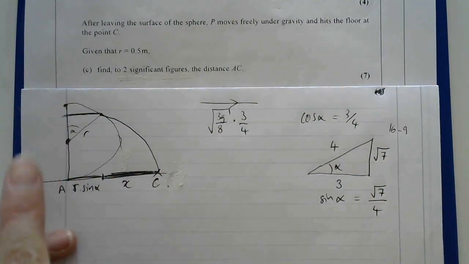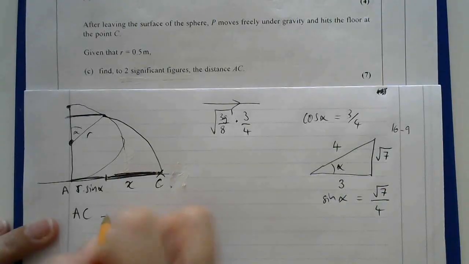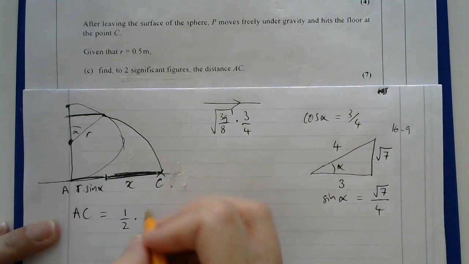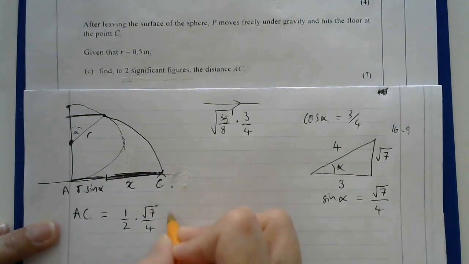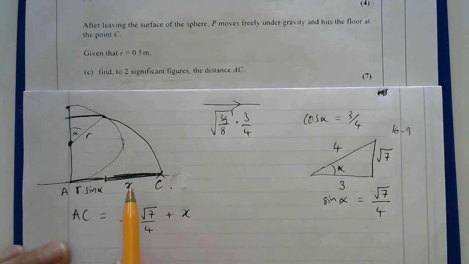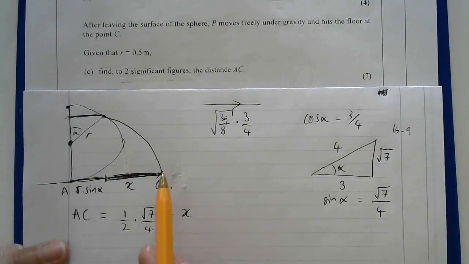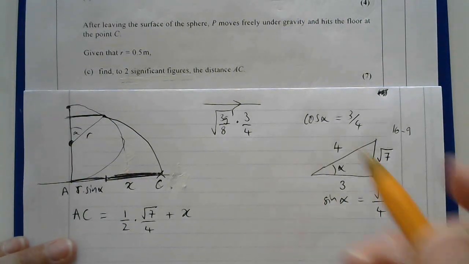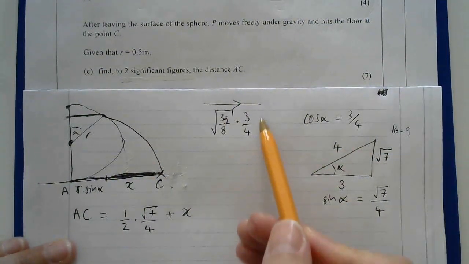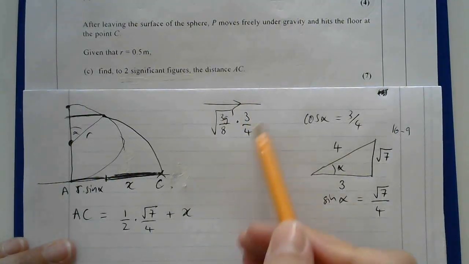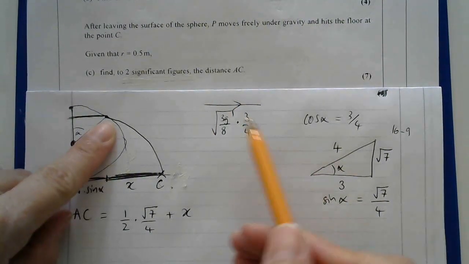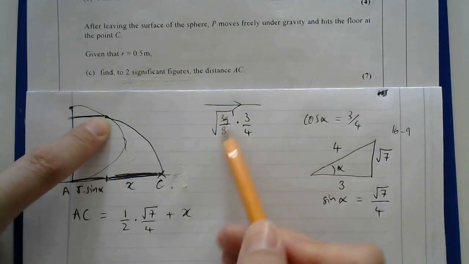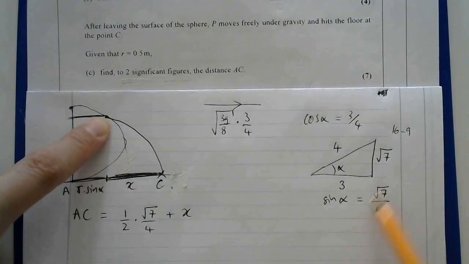Okay, so AC is going to equal R sine alpha. R is a half times sine alpha, this thing, root 7 over 4, plus what X is, where X is the horizontal distance that it moves once it leaves the surface of the sphere. Okay, I know that the horizontal component of the initial velocity therefore is this, and the vertical component will be this multiplied by sine alpha.